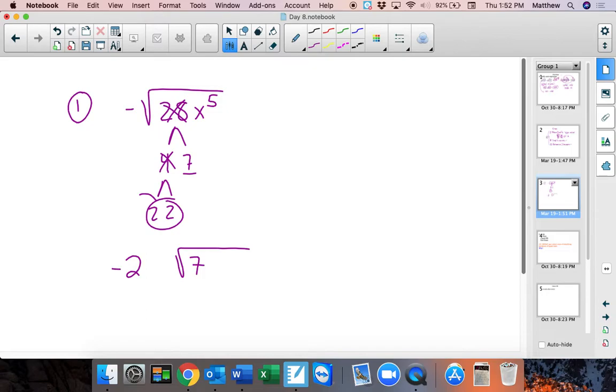And then I'm looking at my variable. Well, I see x to the 5th. Remember, that's x times x times x times x times x. Circle 2 of them. Those 2 come out, x squared. This one stays in, x. Again, that odd exponent means that I will have a variable left inside. So my final answer, again, negative 2x squared root 7x.